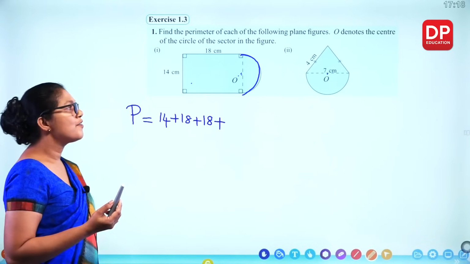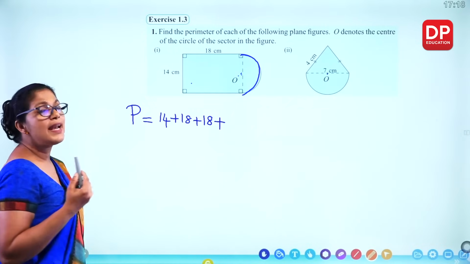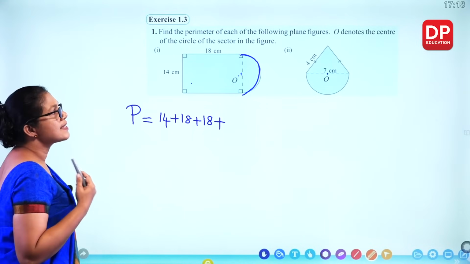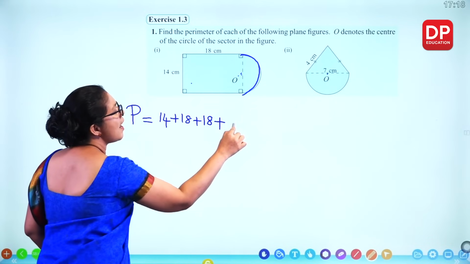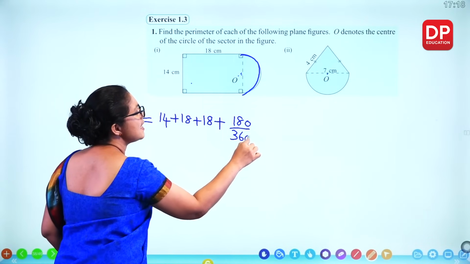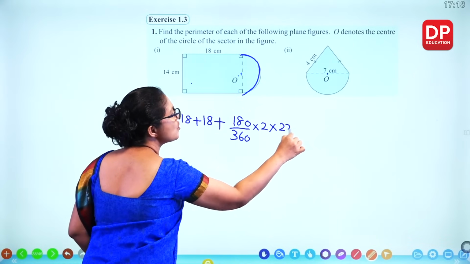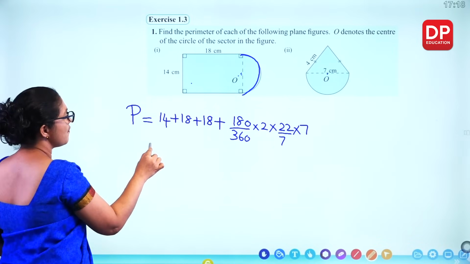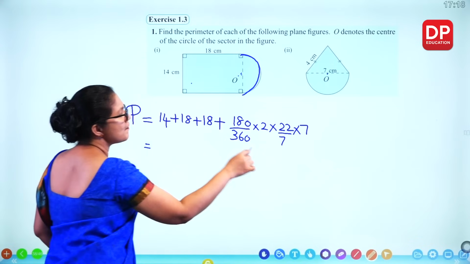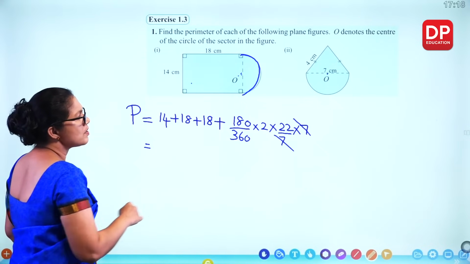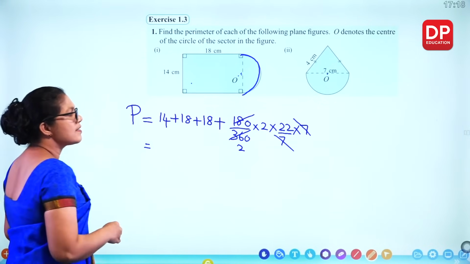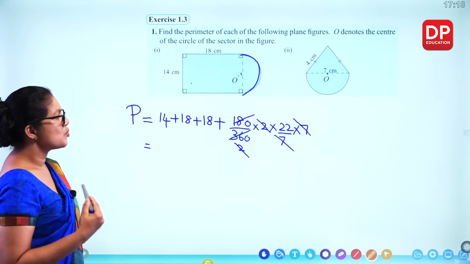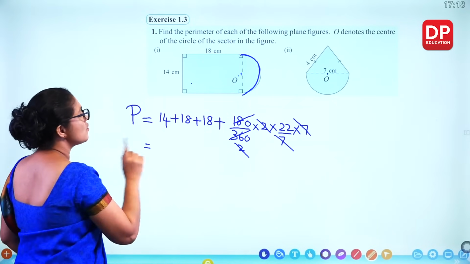Angle at the center is 180. And what's the radius? 14 is the diameter, so the radius is half of it. That's 7. So you can write down 180 divided by 360 into 2, pi value is 22 over 7 into r. R is 7. Now try to simplify this. We'll do this side first. 7 and 7 get cancelled out. 180 times 2 is 360. This 2 gets cancelled out with this 2. What's remaining? 22.